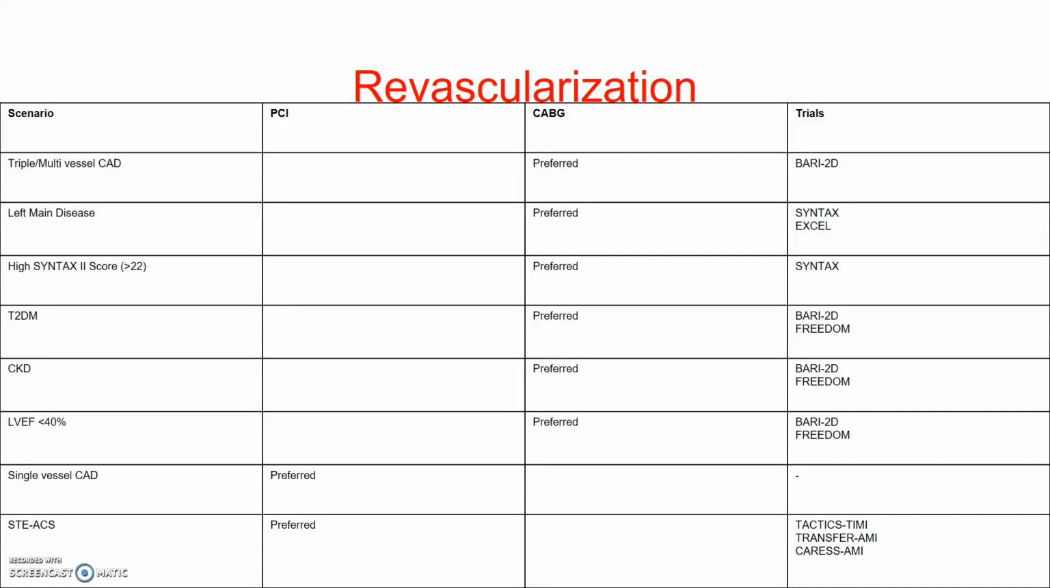Please note that CABG is usually preferred in triple or multivessel disease, left main disease, higher SYNTAX scores, type 2 diabetes, chronic kidney disease, and severe LV dysfunction, whereas PCI is preferred in single vessel coronary artery disease and ST segment elevation MIs.